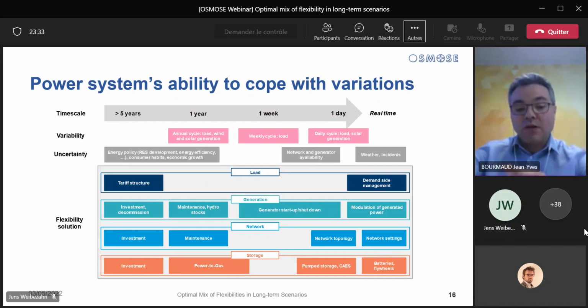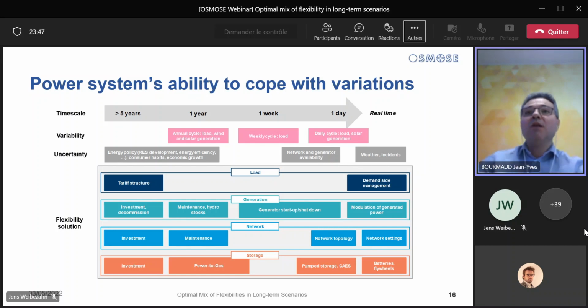To do that, we need to come back a bit on the definition of flexibility. In OSMOSE, we understand flexibility as the system's ability to cope with variability and uncertainty. Variability and uncertainty occur on different timescales and for different reasons. On the long term, our ability to operate a power system is made uncertain by the difficulty to predict energy policy, evolution of consumer habits, economic growth, things like that.